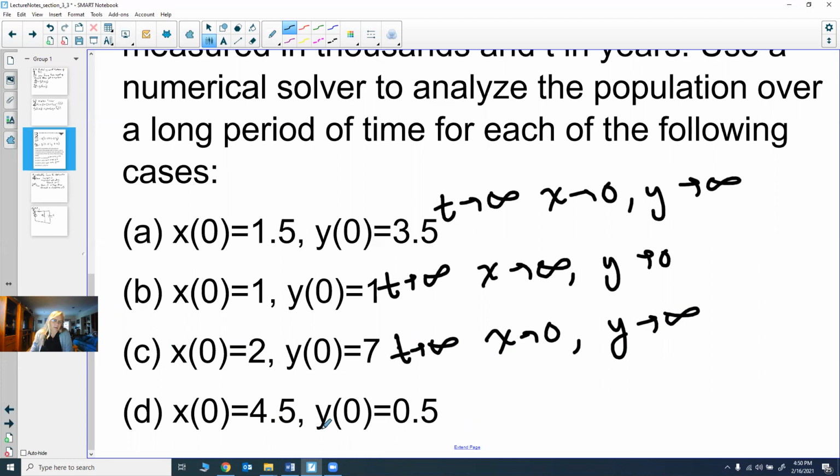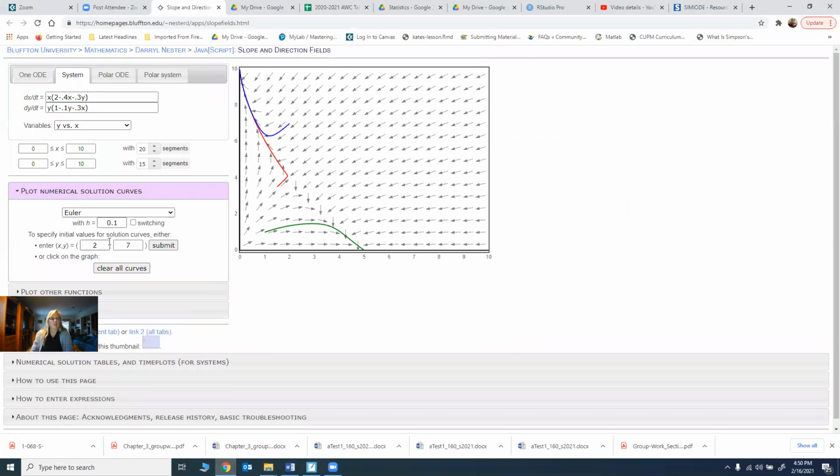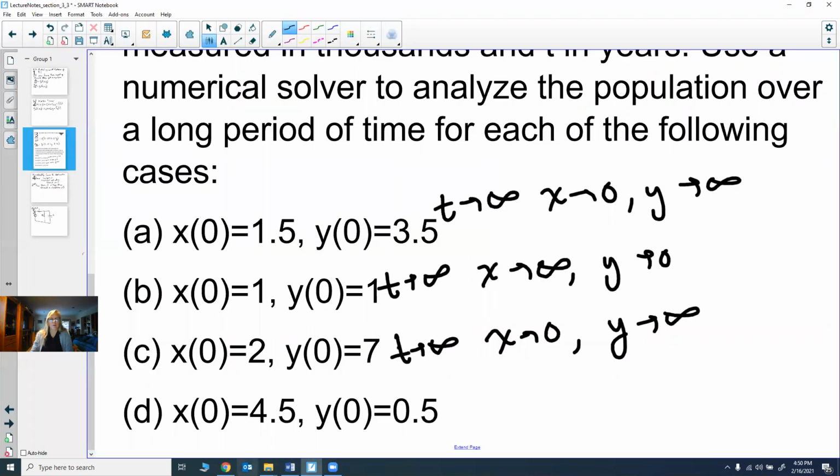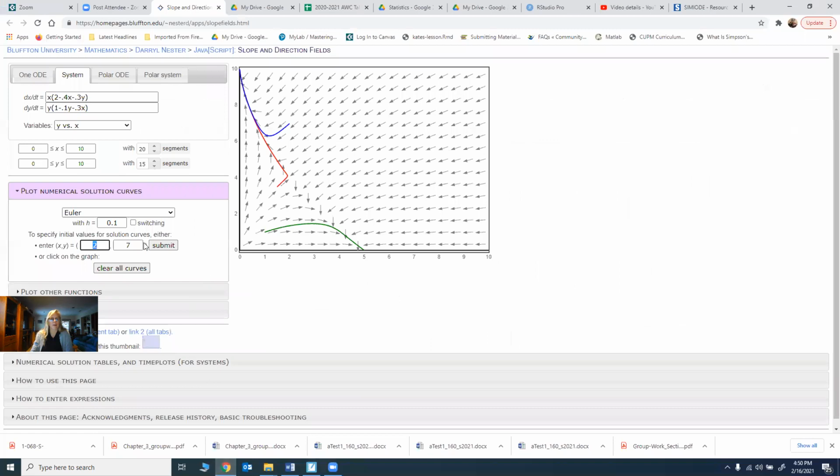Again, with this last one, I would assume that because the x started off bigger, that x would now take over. I don't think that's always the case, but it seems to be the case that when the y is bigger, the y takes over. So maybe when the x is bigger, the x will take over. So let's just see what happens. I forgot what those values were. So it's x of 4.5 and y of 0.5.